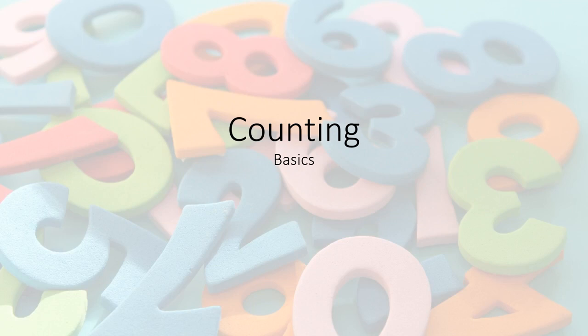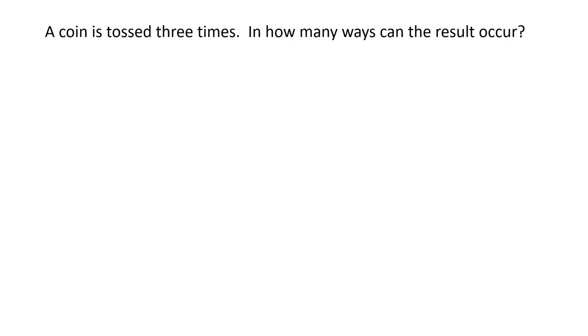We're going to now talk about the math of counting. How do we count large quantities? So let's start by just doing an example. Let's say a coin is tossed 3 times. In how many ways can the result occur?